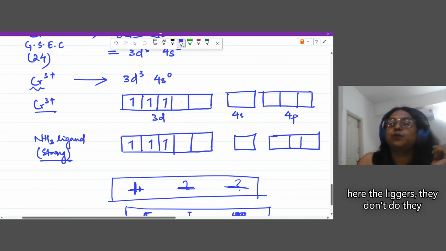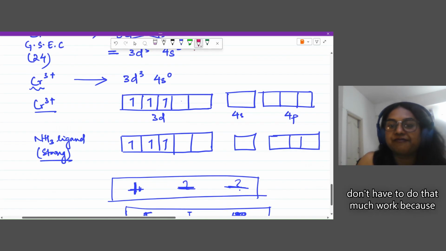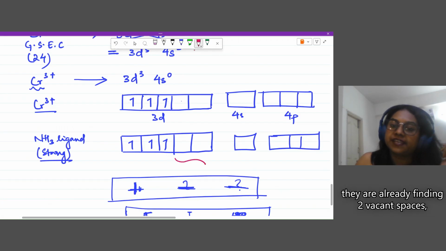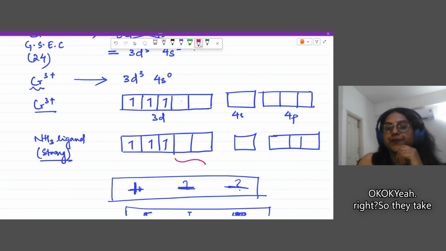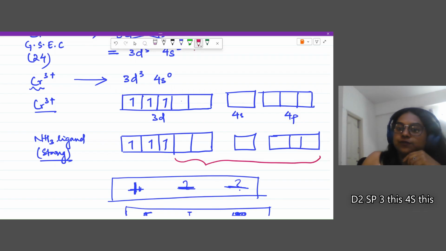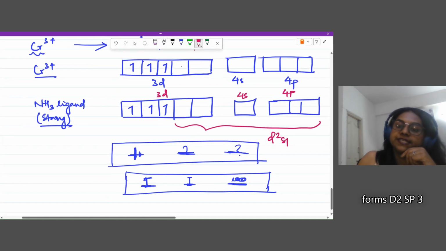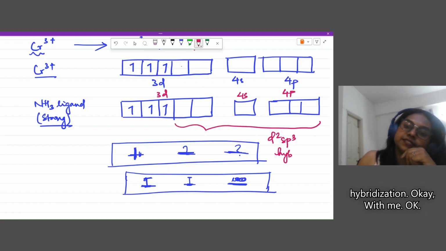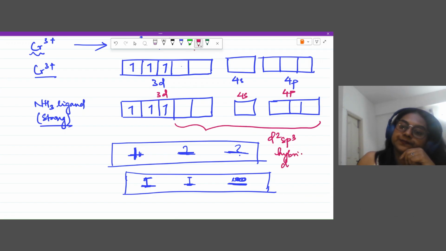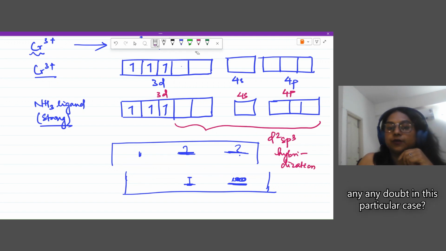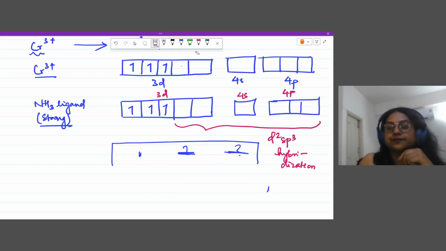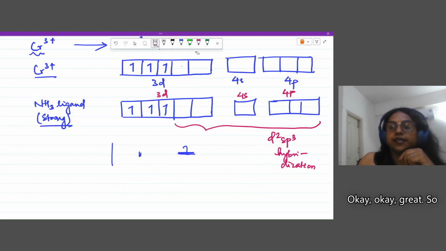That's why here the ligands don't have to do that much work, because they are already finding two vacant spaces, right? So they take d2sp3: three of the 4p, one of 4s, two of 3d form d2sp3 hybridization. Okay, this is clear. Thank you. Any doubt in this particular case? No. Okay, great.